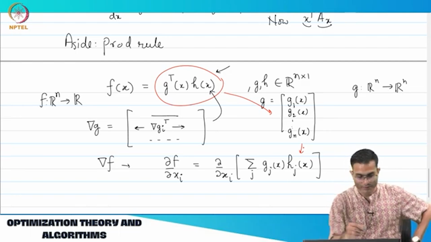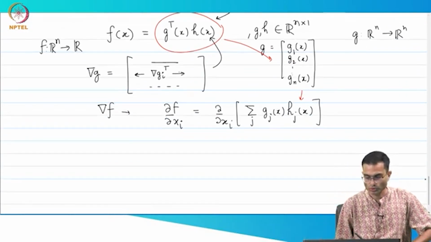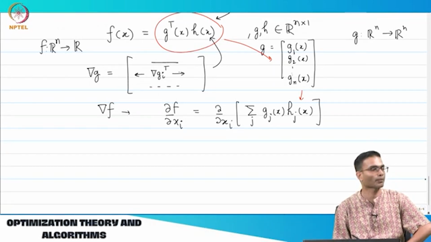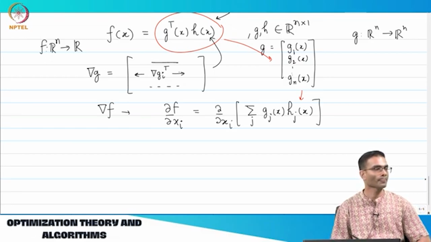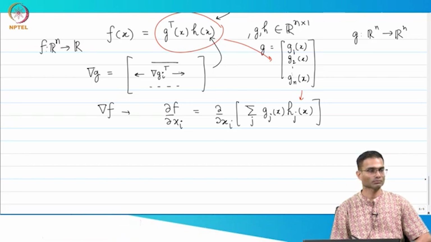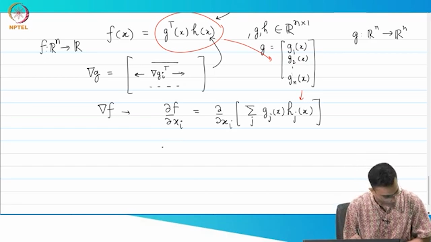Now, here is where we can start applying our product rule. We are building it up over here. So let's apply the product rule. Can I apply a scalar product rule over here? Is gj of x a scalar? It's a scalar function. So let's start applying it over here.